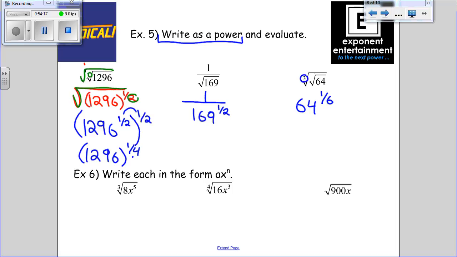Last 6, A, B, C. We want to write all of those in the form a x to the power of n. That's a fancy way of saying write these as powers. Right? That's all they want you to do. Convert that so that it's a power. To do that, we need to change it into an exponent. So the 8x to the power of 5 was all underneath the root sign, so that means it all had to be to the power of 1 over 3.